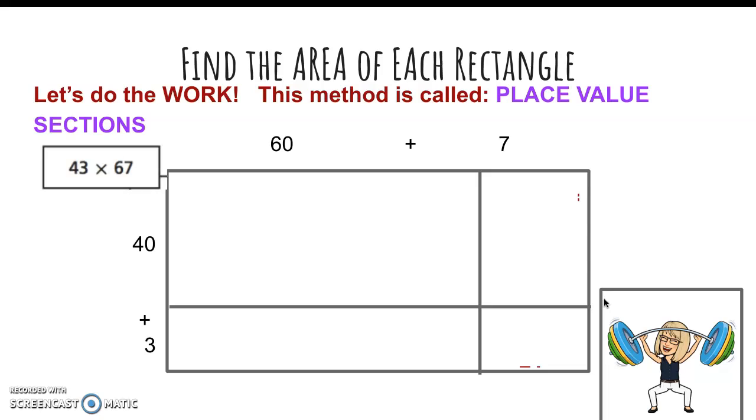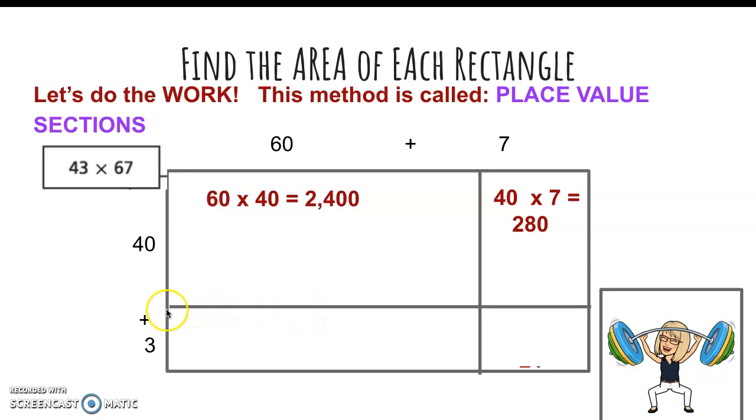Okay. So now let's find the area of this rectangle. Let's do the work. This method is called place value sections. So first, we're going to find the area of this rectangle here, which is 60 across and 40 up and down. And when you multiply 60 times 40, you get 2,400. Next, let's go over to this rectangle. It's 7 across, 40 up and down. When you multiply 40 times 7, you guys know it's 280.